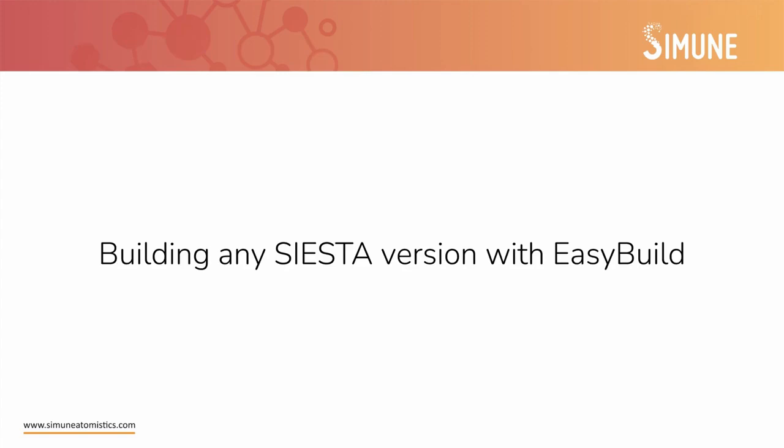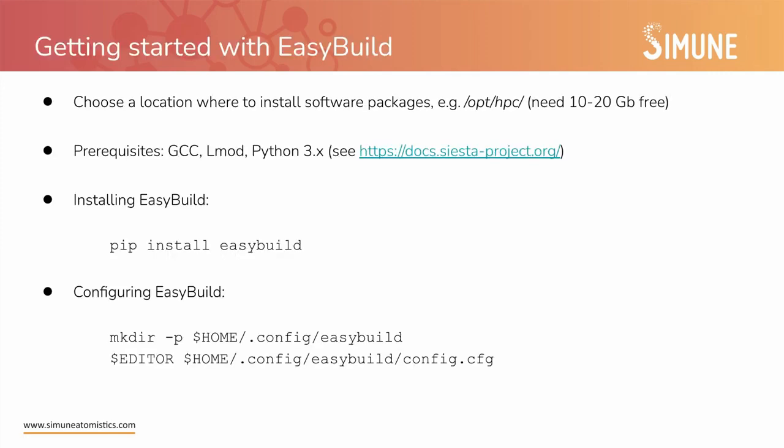In our third example, we will build any SIESTA version with EasyBuild. EasyBuild is a framework which is optimized for reproducible builds, and this is used a lot in HPC clusters. The first thing you have to do when building something with EasyBuild is choose a location where you will install all the software packages. Be advised that you will need between 10 and 20 gigabytes free, because EasyBuild will build everything from the compiler to the latest library you need.